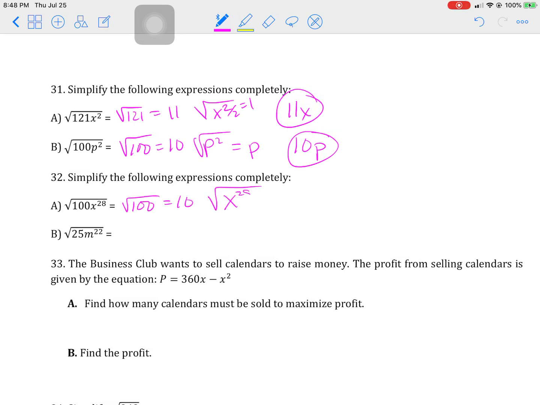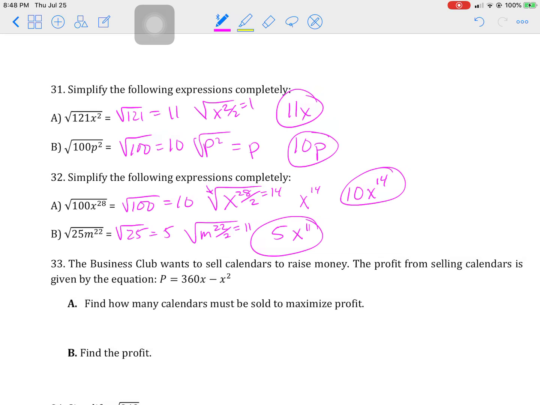Square root of 28. This is what I do. I take the index, which is 2, and I divide it, and 2 into 28 goes 14 times. So that means all of the x's come out from under the radical, and there are 14 of them. So my final answer is 10 and 14. Okay. 25 is a 5. 22 divided by 2 is 11.